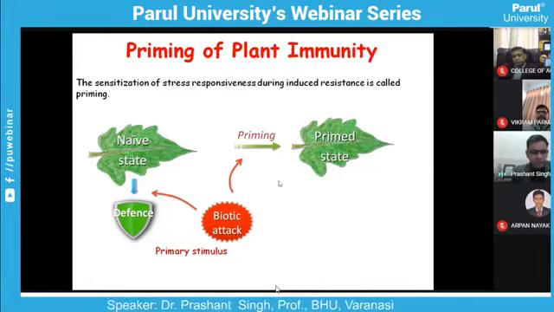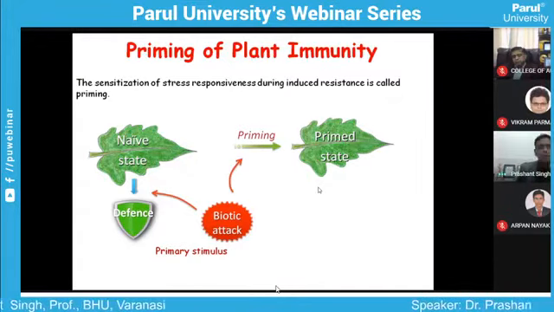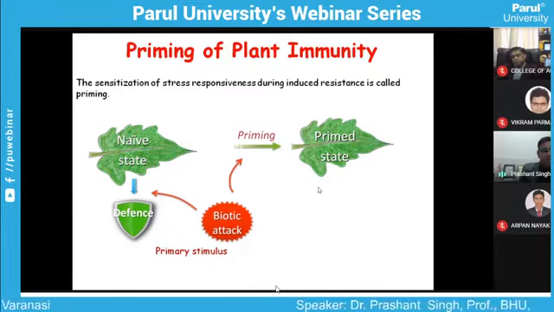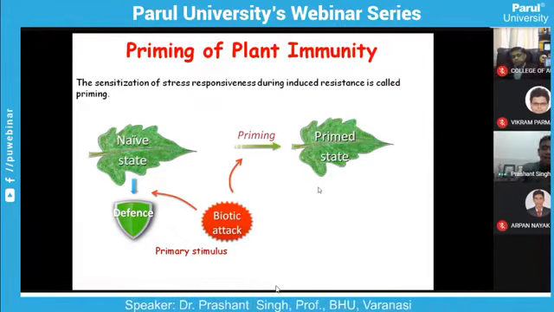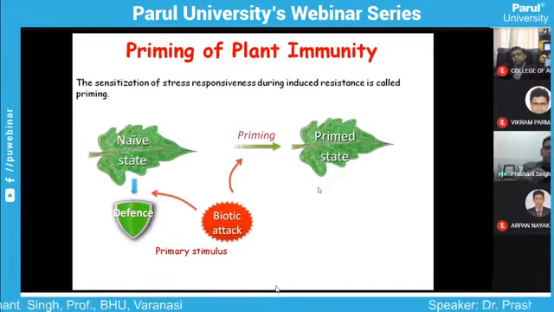You can see that I use the same photograph of the leaf just to show that there is no allocation of photosynthate during priming. Because the problem is that if you bring a super resistant variety, yes, it is resistant, but most of the photosynthate will go to the defense response, and there is a yield penalty. As agricultural scientists, we don't want to create a crop that is super resistant but has low yield.